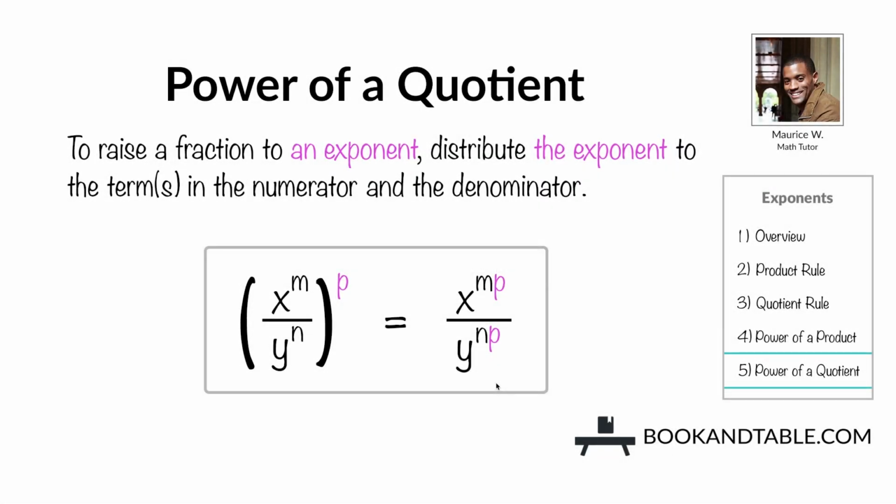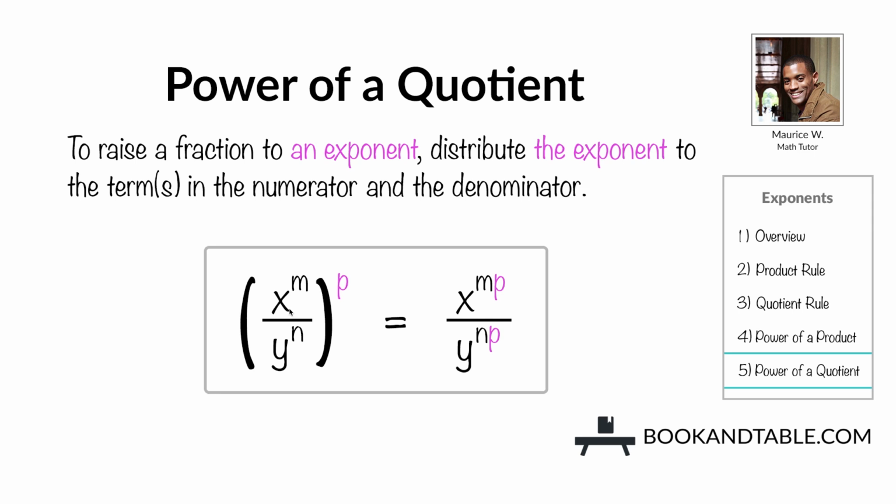Let's now discuss the power of a quotient rule. To raise a fraction to an exponent, distribute the exponent to the term or terms in the numerator and the denominator. So if we had x to a power of m divided by y to a power of n, and we raise this entire fraction to a power of p, the power of a quotient rule is telling us to multiply this number times this exponent and this exponent.